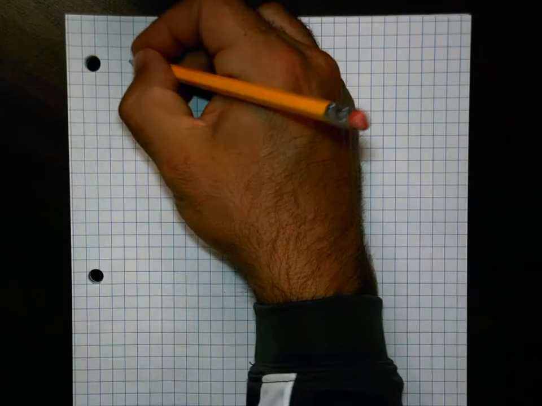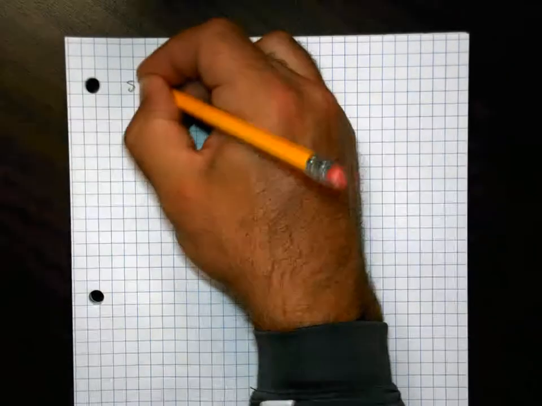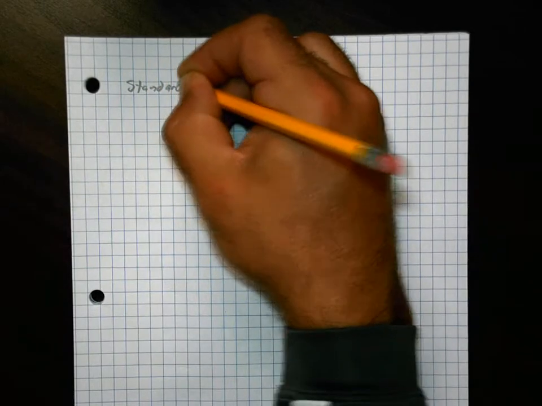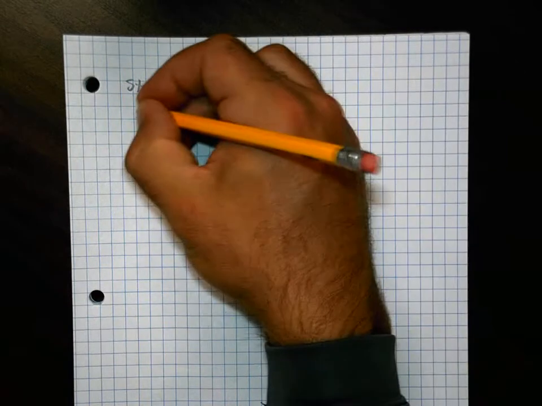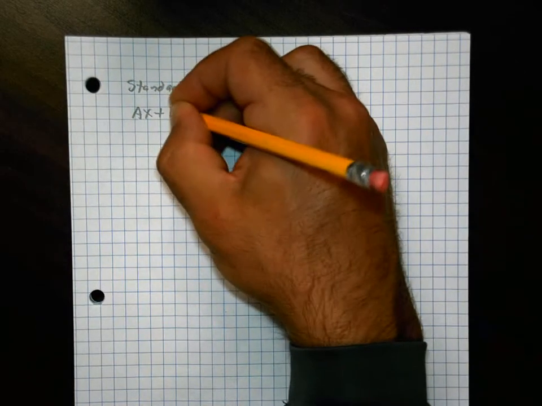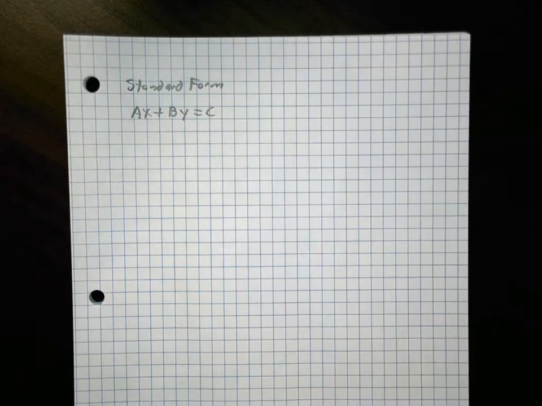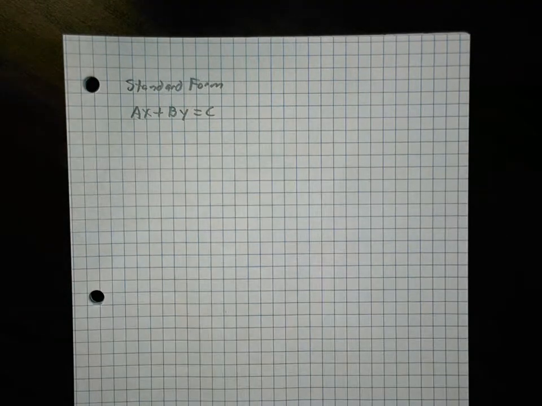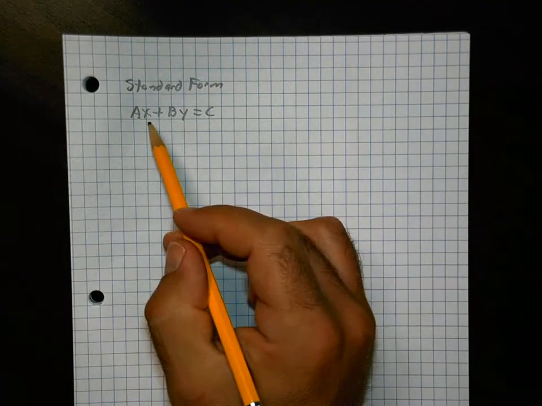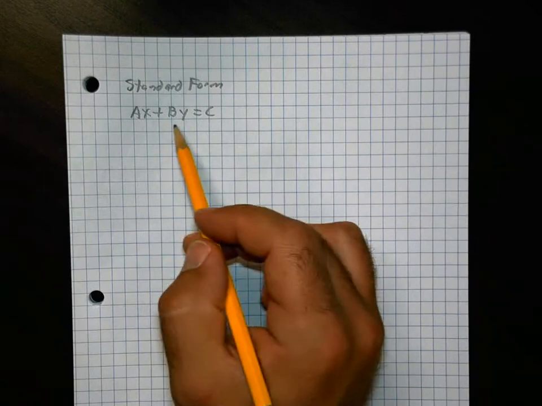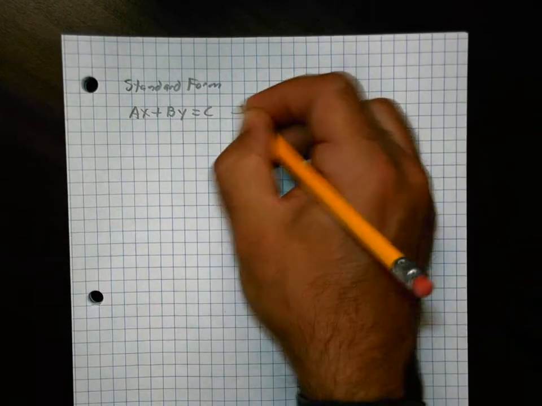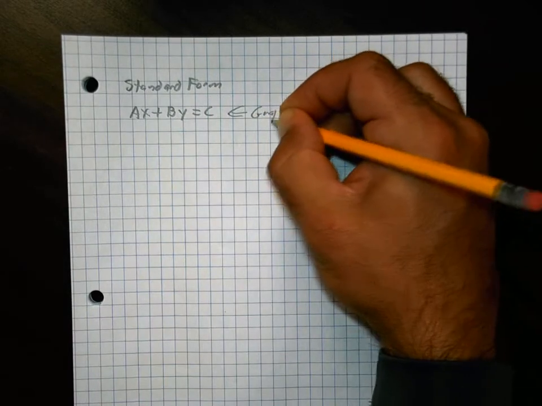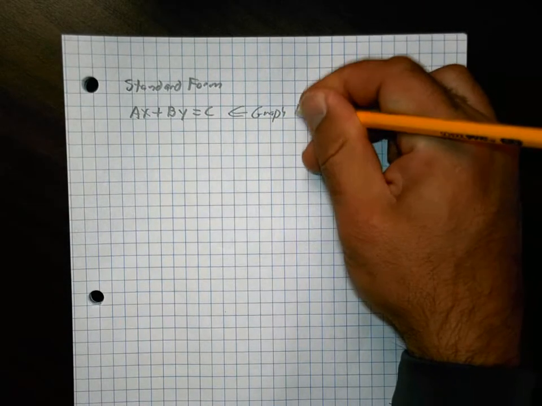slope-intercept form. Let's move on to standard form. Standard form looks like this, where a, b, and c are just numbers. Okay, so in this case, the variables are all on one side. Okay, we graph these by finding intercepts.